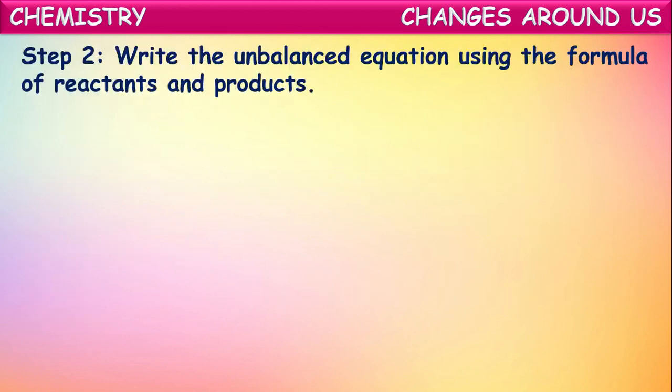Then in step 2, we have to write the unbalanced equation using the formulae and the symbols of the reactants and products. So after knowing the reactants and products which are participating and which are being formed in the reaction, we have to write an unbalanced equation by using the symbols and formulae of those reactants and products.